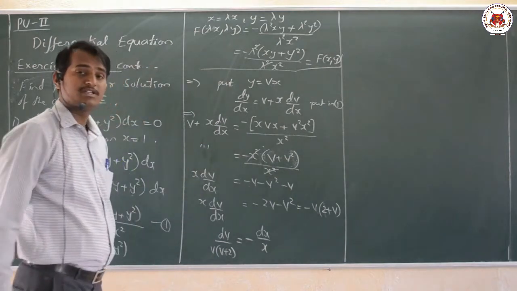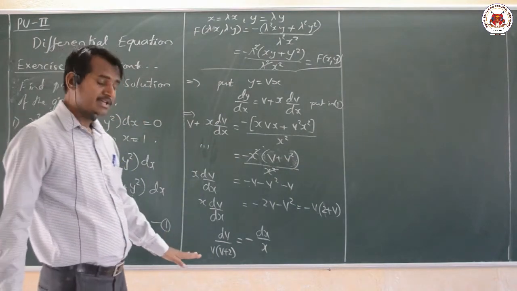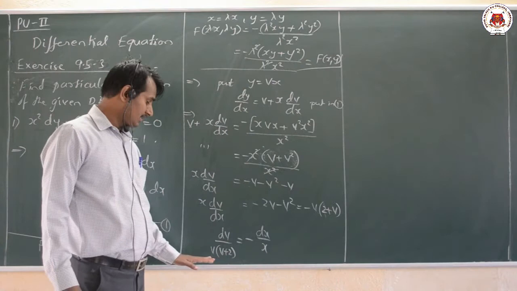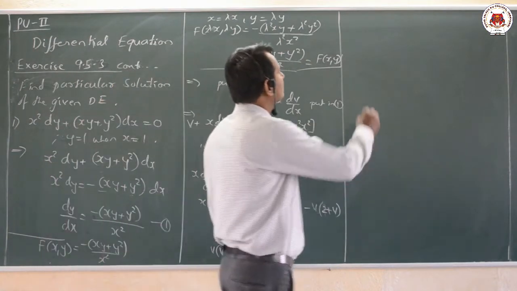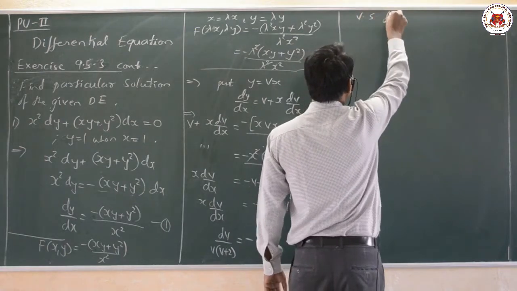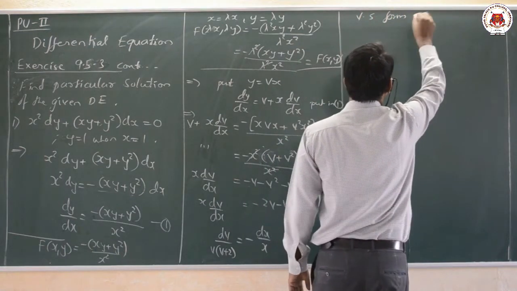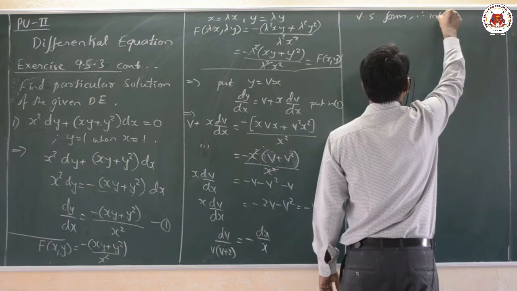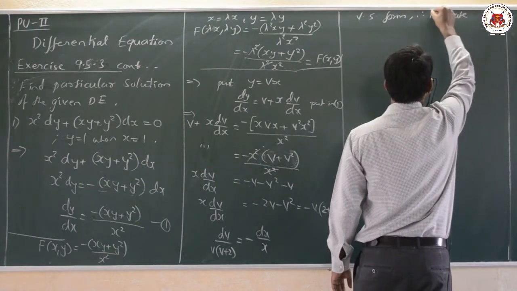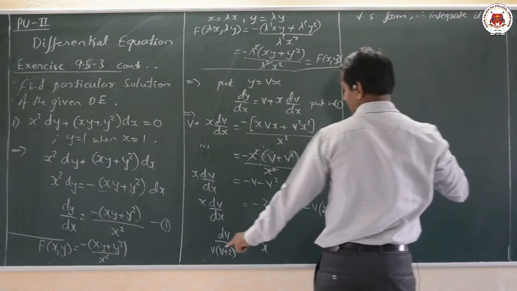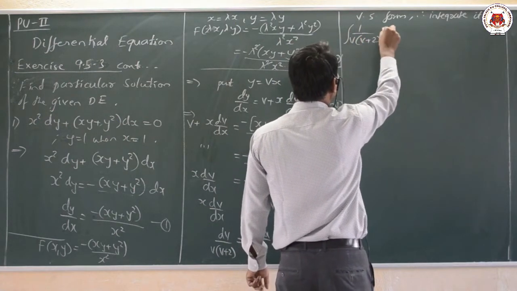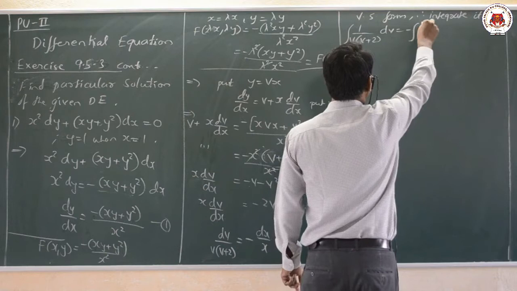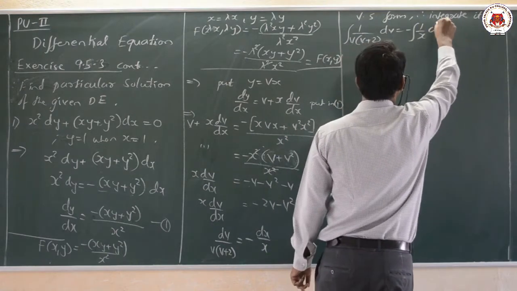Dear students, now it is very clear that we have to make use of the variable separable method, and we can integrate it. So it is in variable separable form, therefore integrate it. So what we get, integration of 1 divided by v into v plus 2 dv equal to minus 1 divided by x into dx.